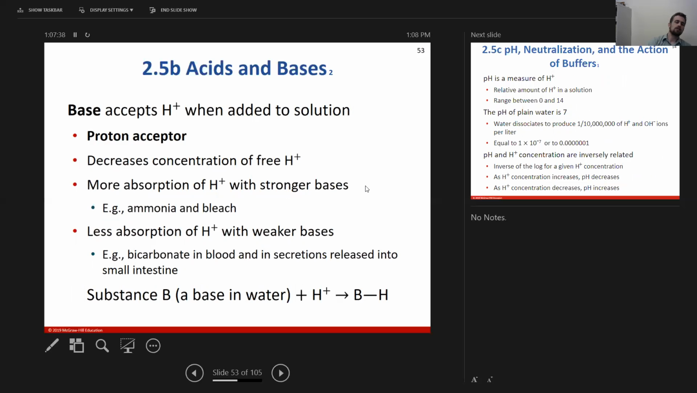So anyway, we're going to have this base that will accept a hydrogen ion when added to solution. It's a proton acceptor, and it's going to decrease the concentration of your free hydrogen ions, which is why, for example, bicarbonate in the blood, baking soda essentially. So we take the baking soda, we take the vinegar. We've all done this before, vinegar and baking soda. It foams up. It's going to react because the bicarbonate in the baking soda is uptaking all of those free hydrogen ions in the vinegar.